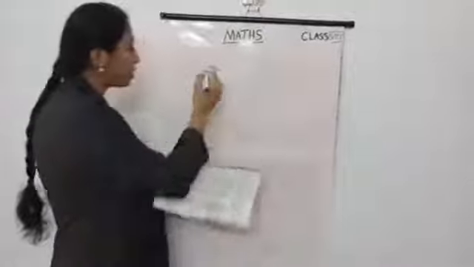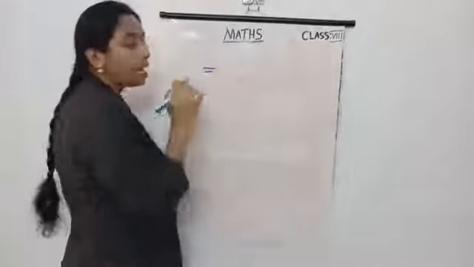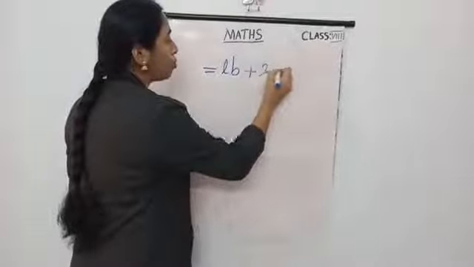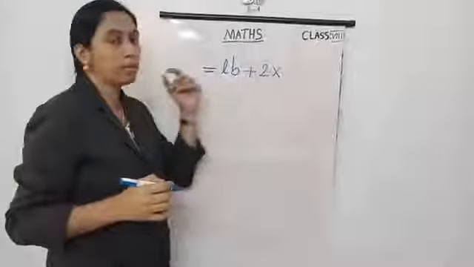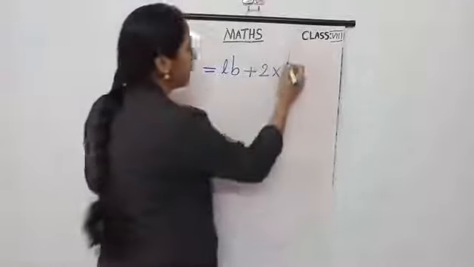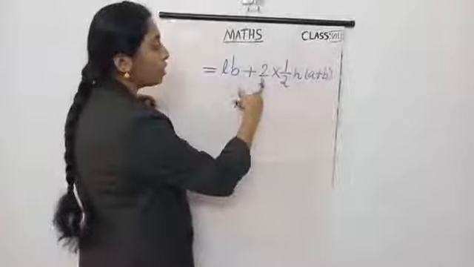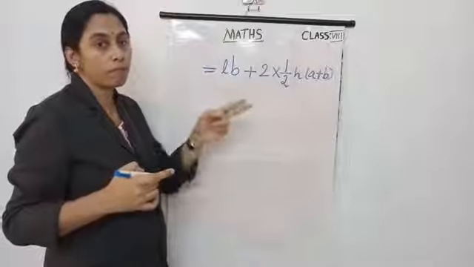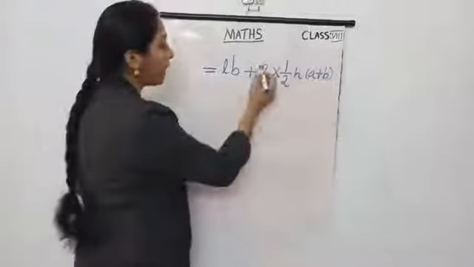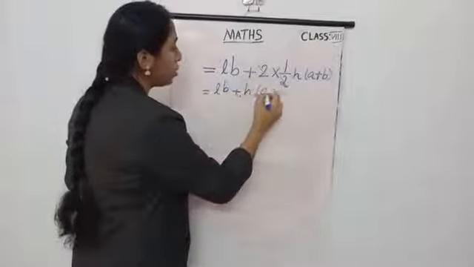So the area of this octagonal shaped floor is equal to the area of a rectangle, which is length into breadth, so lb, plus 2 into the 2 trapezium shaped spaces. So 2 into, what is the formula for finding the area of a trapezium? Half h into a plus b. Here 2 into means 2 times the same trapezium field. So 2 into half of h into a plus b. Now we can cut these two. So lb plus h into a plus b.